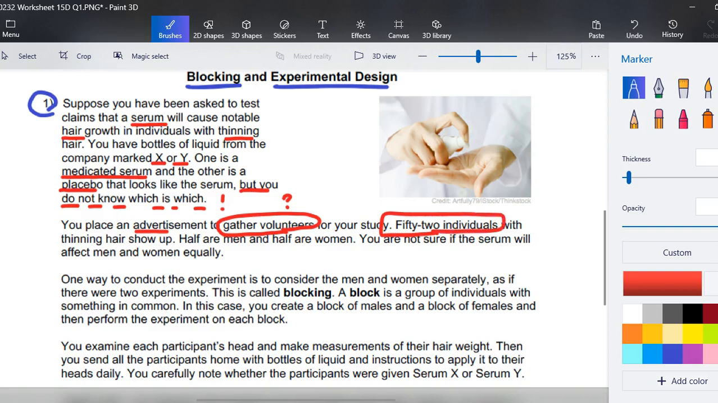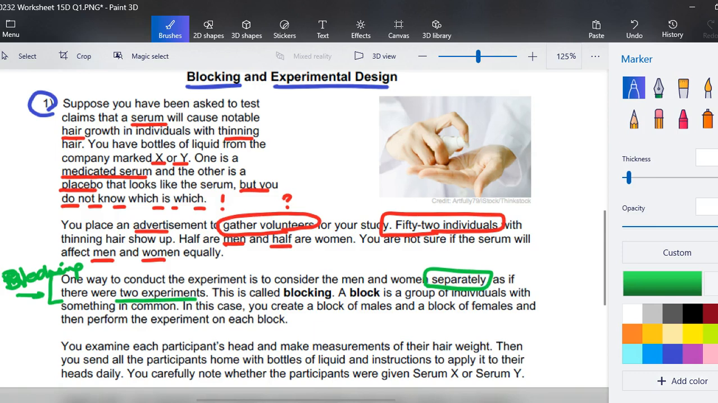But we've got an ad and we have volunteers. 52 individuals with thinning hair show up. Half are men and half are women. And you're not really sure if the serum is going to affect men and women equally. So one way to conduct the experiment is to consider the men and women separately, just like you're conducting two experiments. And when we're talking about blocking, this may be one of the best ways to start getting in your brain an idea that blocking really means you're conducting two experiments within one.